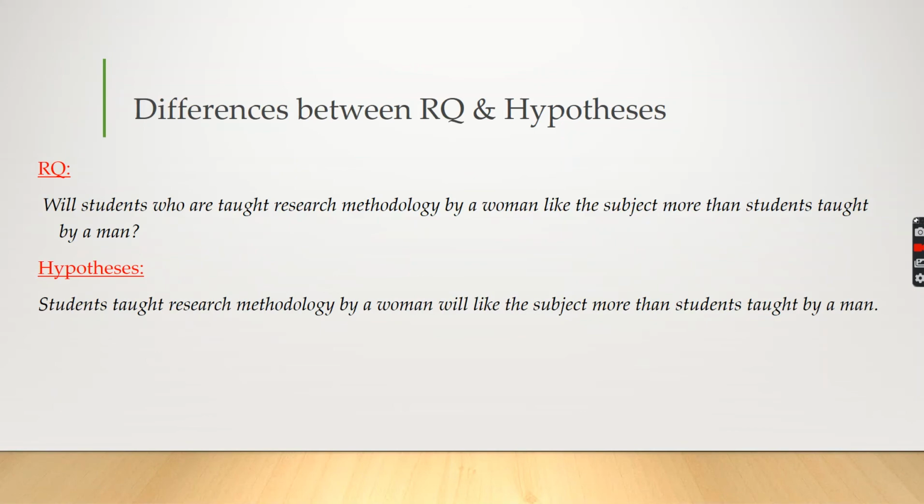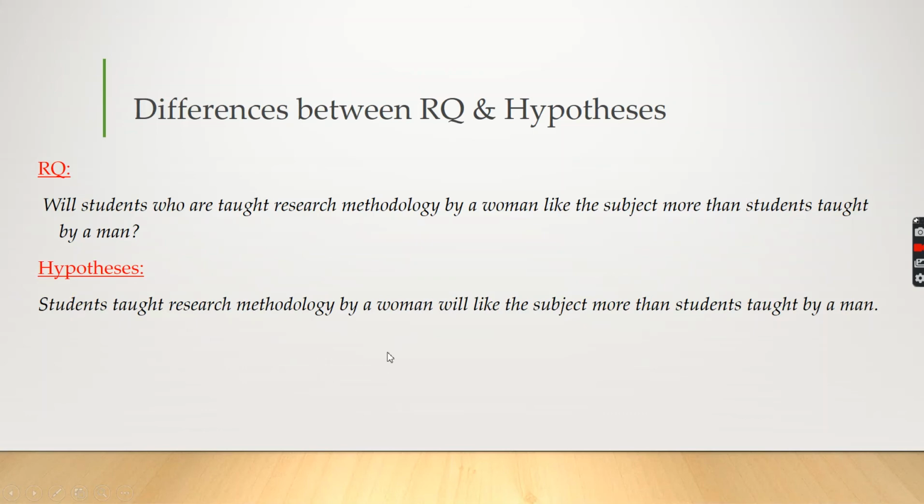Differences between research question and hypothesis. You see there's a difference, right? Do students who are taught research methodology by women like the subject more than students taught by a man? This is the research question. Your hypothesis is a statement. It says students taught research methodology by women like the subject more than students taught by a man. This is the outcome. It already outlined an outcome for the research.